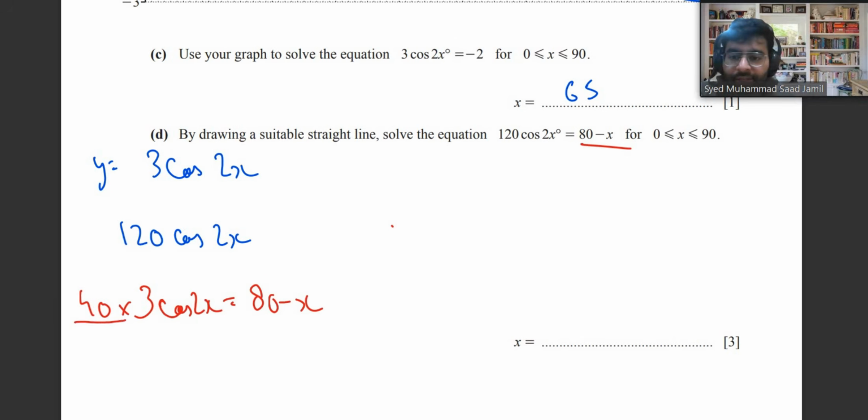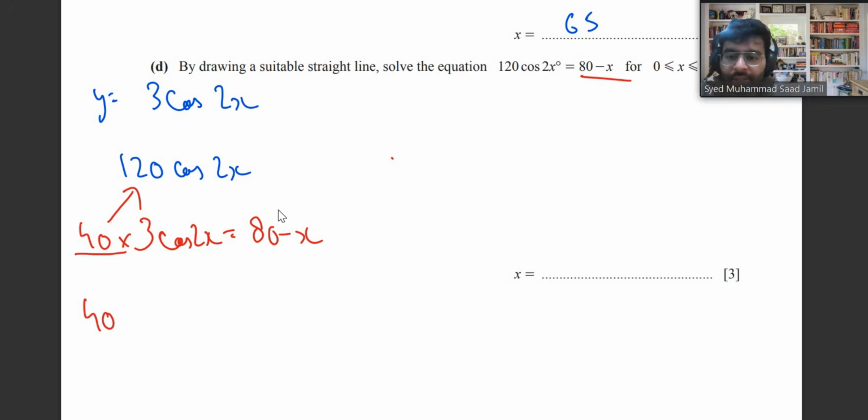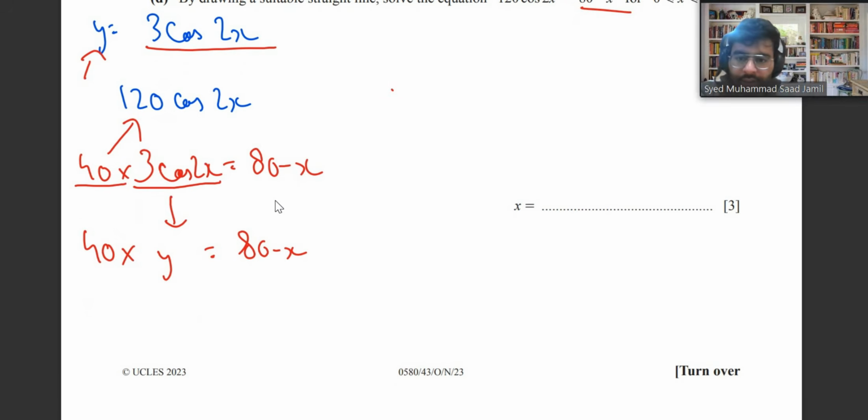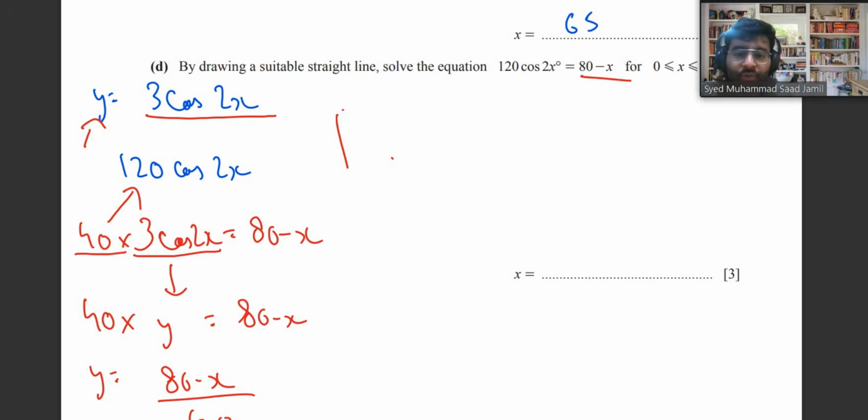So why did I write 40? Because 40 multiplied by 3 is 120. And so I can say 40 multiplied by 3 cos 2x is the same as y, right? So instead of writing 3 cos 2x, I can say y is equals to 80 minus x, right? Okay, y is equals to 80 minus x upon 40. So now what I can do, this is the equation. What I can do, I can take two values now.